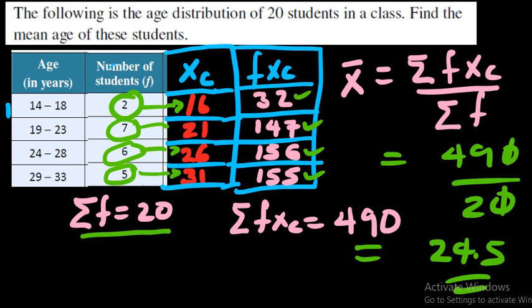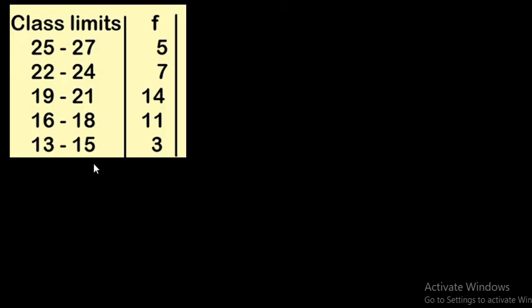Let's add one more example. The second example, again, here it is. The class limits are given: the lower class limit and the upper class limit for each class are given, and the corresponding frequencies are also there. So as I did before, let us prepare a table here, and let's find the class mark for each class. Then let us see the result.